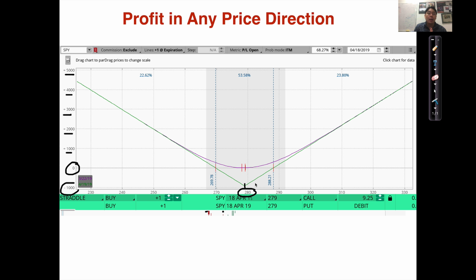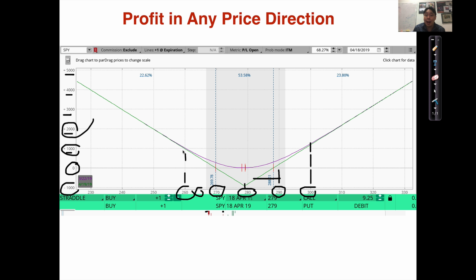If the price shoots up, the price goes up to 290 or 300, what happens? That's right, you make a profit, right? You make a profit of $1,000 or $2,000 if it goes all the way up. But if the price collapses, right, the price drops to 270 or 250, what happens? Or 260, you can see that you make a profit as well of $1,000. So you make a profit in either direction.